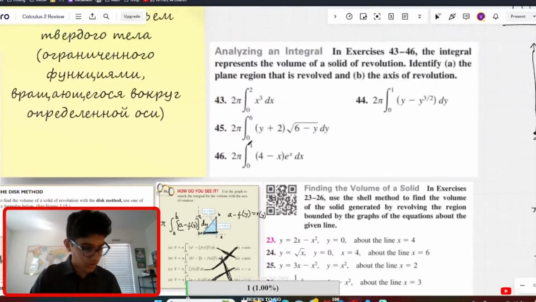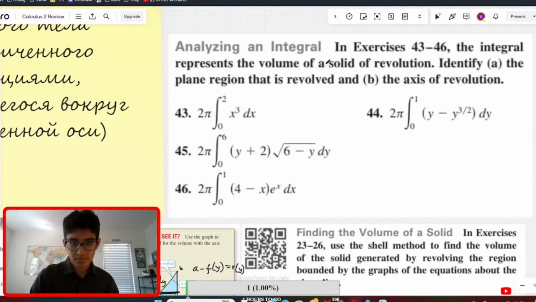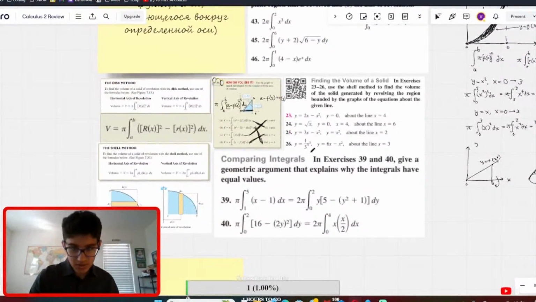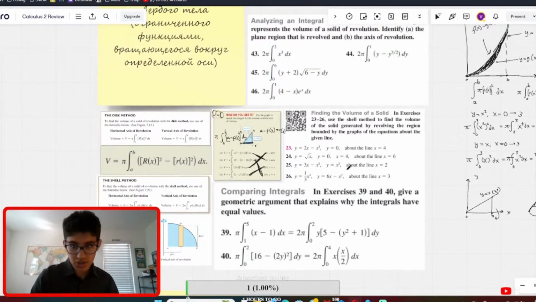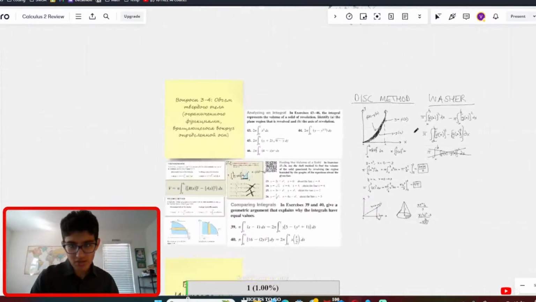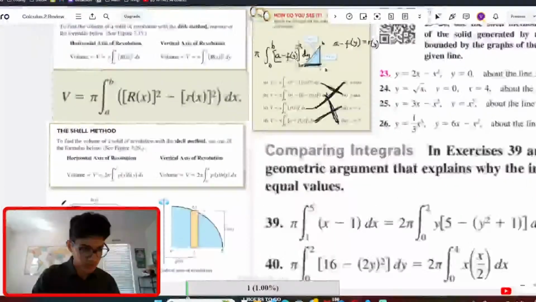Okay. Now that we're done with that, I was trying to make it a conceptual thing so that it would be easy to understand, but I realized I made it trickier and less fun. Oh, wait, actually, never mind. I kind of messed up. This is shell method. This is also shell method. And this is also shell method. So I think we've done enough practice with the disk and washer methods. Let's move on to the big dog here, which is the shell method.